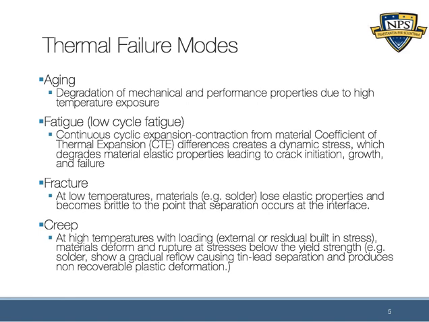The third thermal failure mode is fracture, and this is at low temperatures. Essentially materials lose their elastic properties and become brittle. And that's where there's an actual separation. Brittle as opposed to being ductile. Ductile materials have a little bit more give, a little bit more elasticity. Brittle materials have a lot less elasticity. So when they get deformed, or when they take on strain, they tend to crack and break a lot faster. So what happens in the fracture is that at low temperatures, they become brittle and they break.